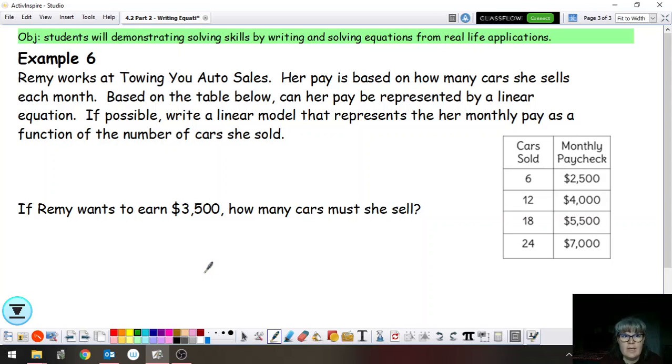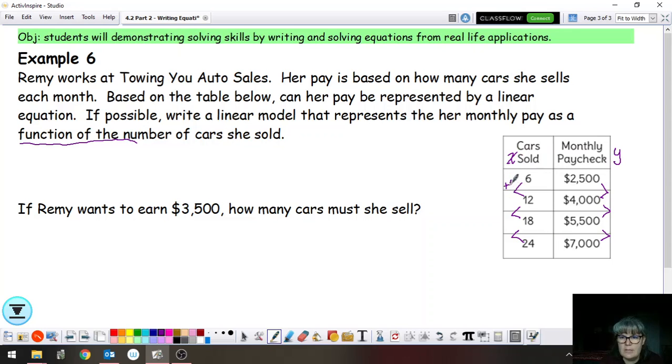In our final example, we have Remy working at Towing You Auto Sales, and her pay is based on how many cars she sells each month. Based on the table below, can her pay be represented by a linear equation? If possible, write a linear model that represents her monthly pay as a function of the number of cars she sold. So once again, let's check that rate of change. And we're told function of the number of cars she sold. So x is the cars sold, monthly paycheck will be y.